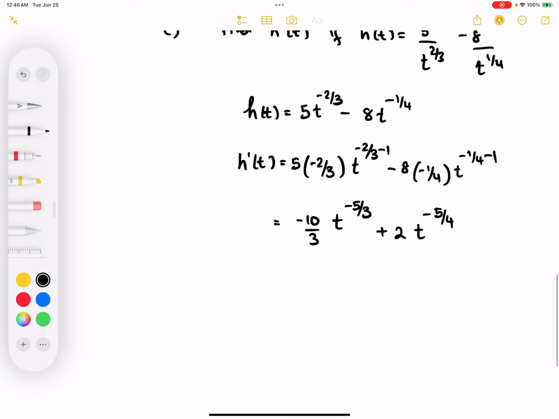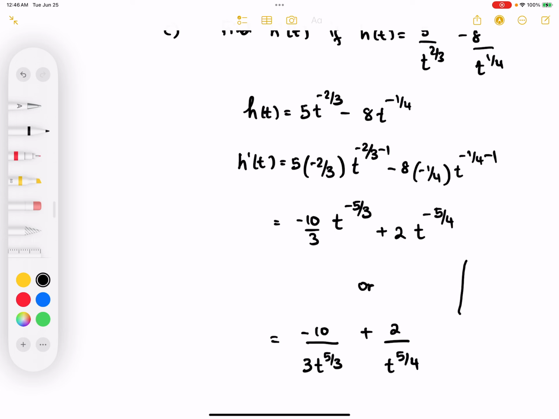This is the negative exponent form. Or this can be written as negative 10 over 3 t to the 5 over 3 plus 2 over t to the 5 over 4. This is another way of writing the answer.